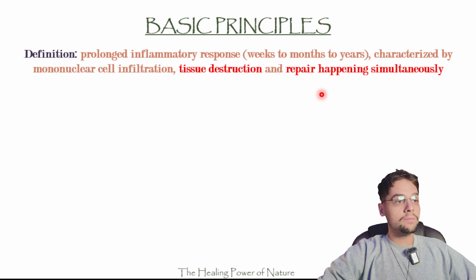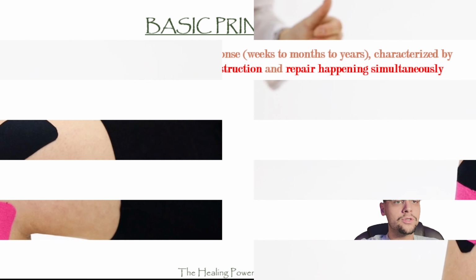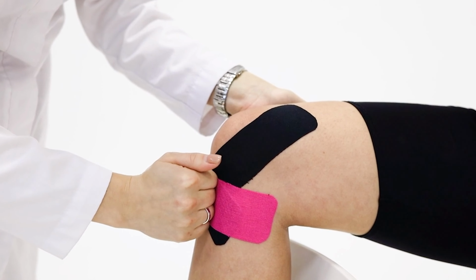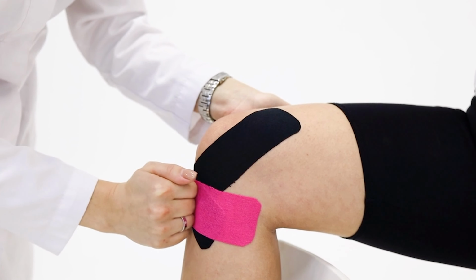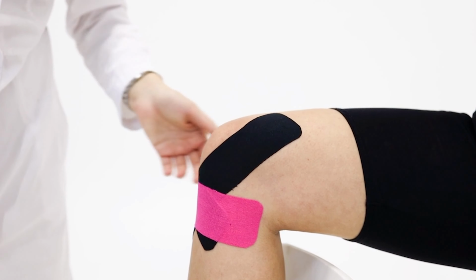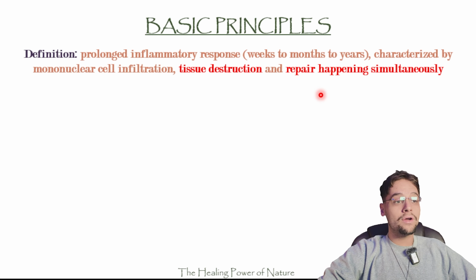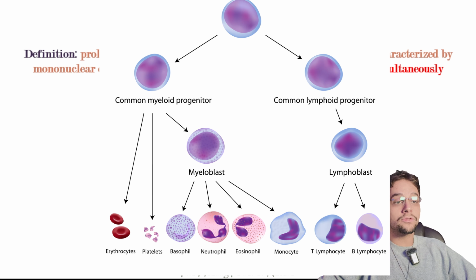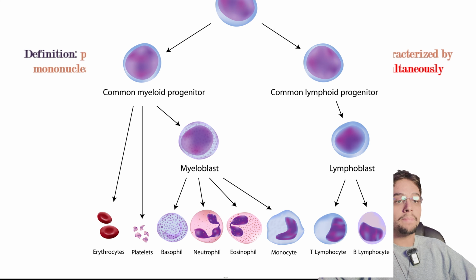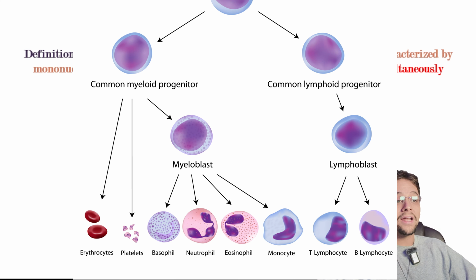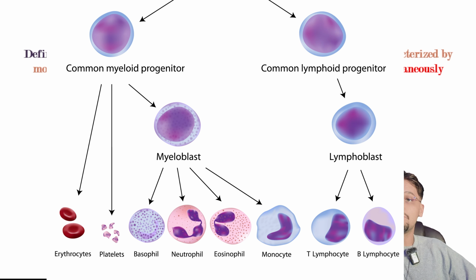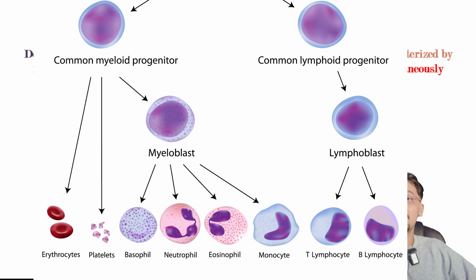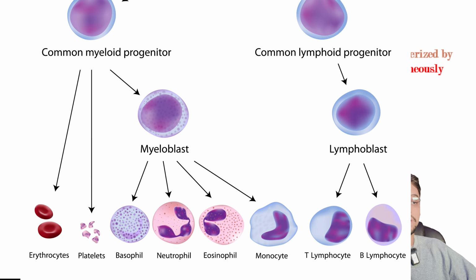So to start, let's talk a little bit about chronic inflammation. Chronic inflammation is a prolonged inflammatory response. It usually lasts weeks to months to years, but can also last for an entire lifetime. It occurs when acute inflammation fails to resolve an insult. It is characterized by mononuclear cell infiltrates like lymphocytes, macrophages, and plasma cells, and also tissue destruction and repair happening simultaneously. It's important to remember that tissue destruction and repair happen simultaneously.